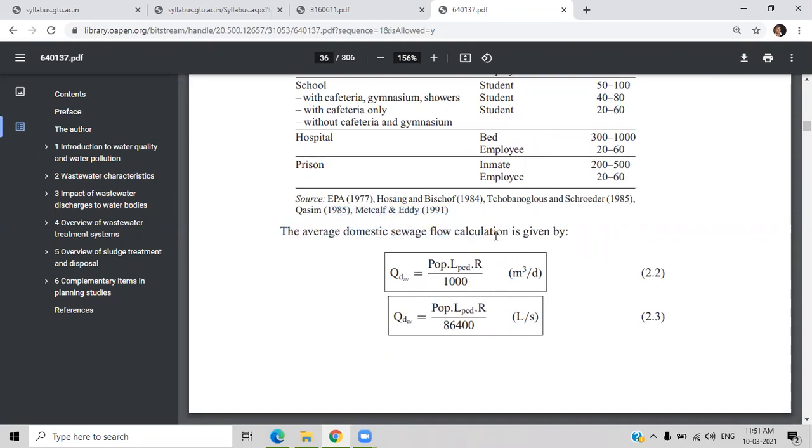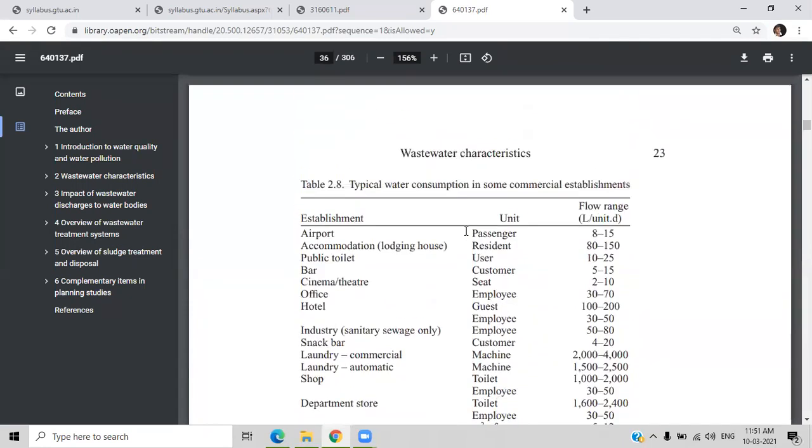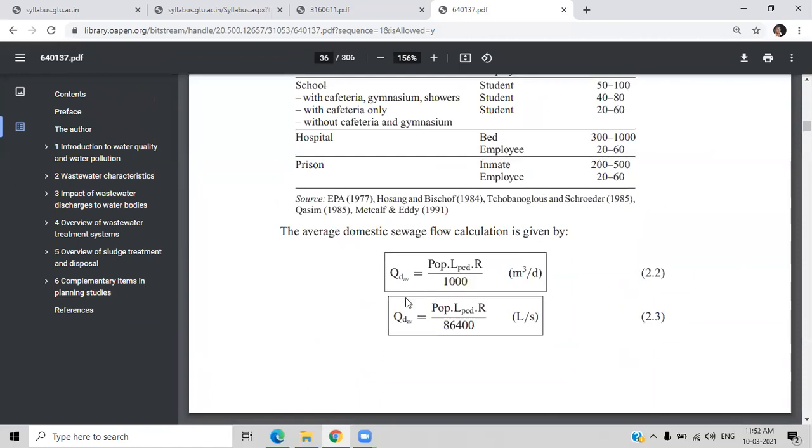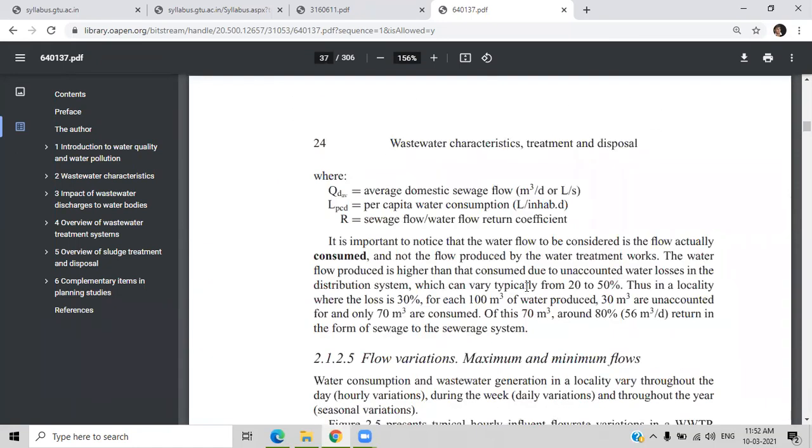The average domestic sewage flow calculation is given by QDAV is equal to population into liter per capita demand into R. So what is R? R is a return factor, return coefficient, divided by 100, in meter cube per day.